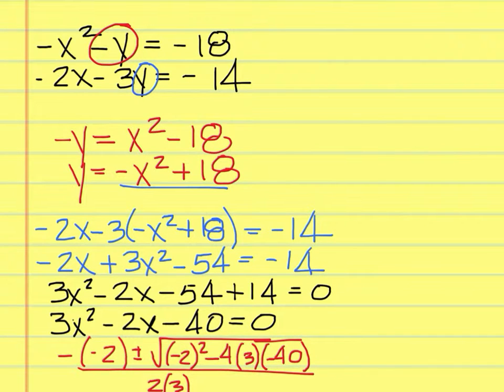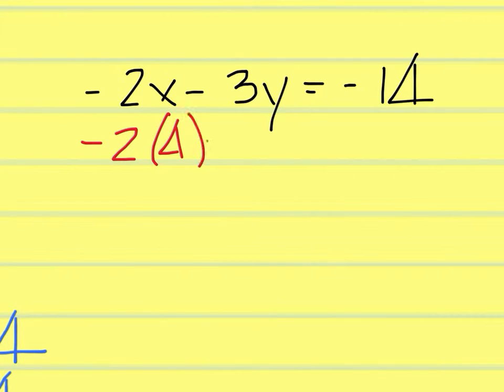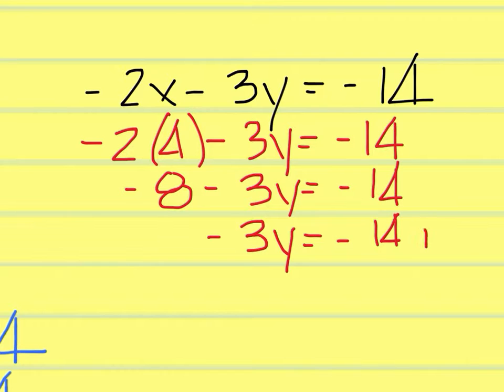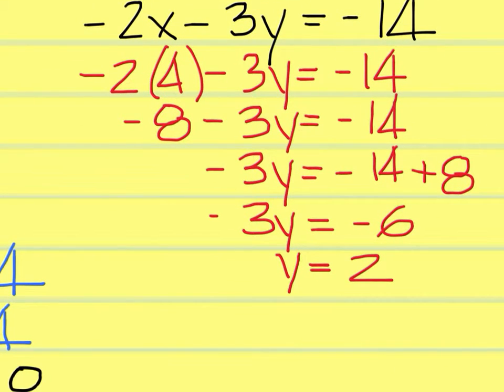Back here at the top, we're going to use -2x minus 3y equals -14. Plug in a 4 first. When you do that, you'll come up with a -8 in this spot that you must move to the right and change the sign to plus. When you do that, you're left with a -6, and divide -6 by -3 to get a 2. So you plugged in 4 and came back with a 2 in this case.